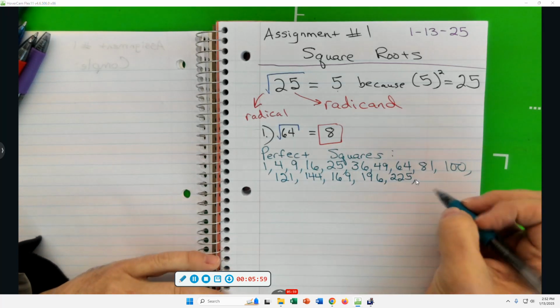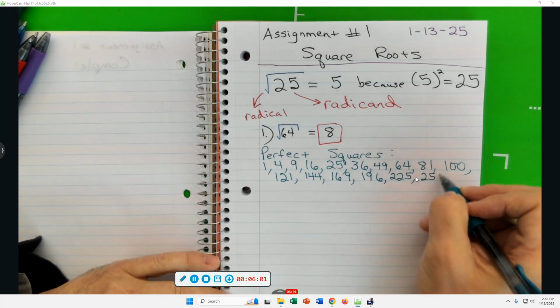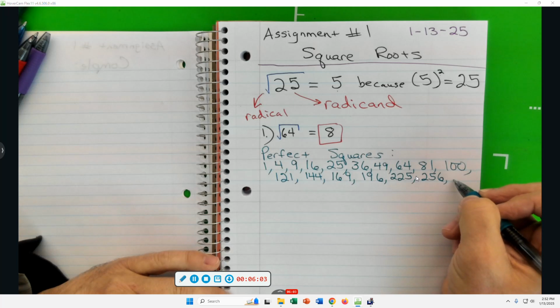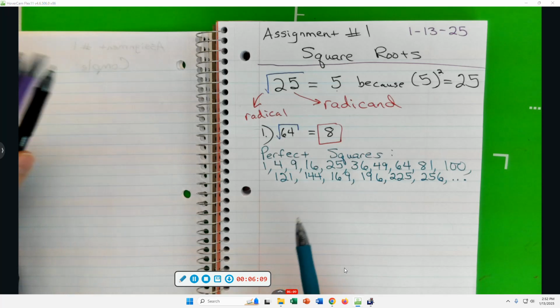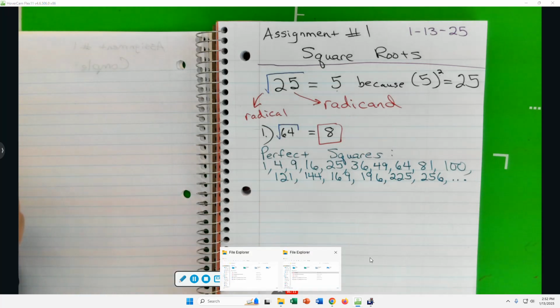16 times 16 is 256. And that's a good question: where does this dot, dot, dot end? It never does. I bet this is far enough for us. I doubt we'll run into any perfect squares bigger than 256.